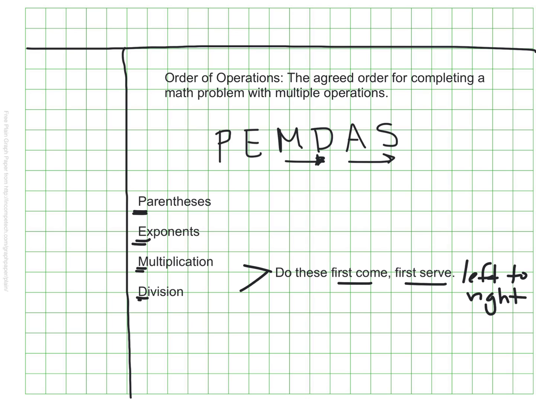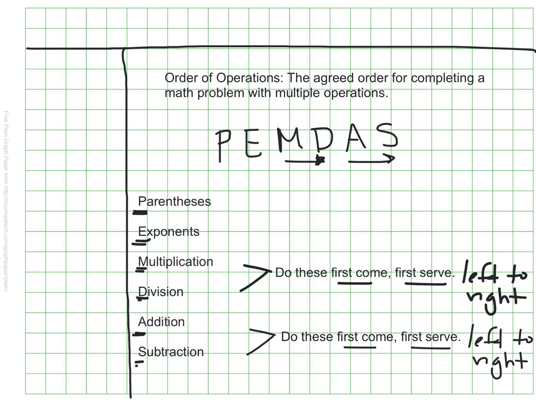You can probably guess then what our A and our S stand for. These, of course, represent addition and subtraction. And addition and subtraction have that same arrow underneath. We also do these first come, first serve, or left to right. So if we see adding and subtracting in the same problem, we'll do whichever one we see first. All of these letters together form the acronym Pemdas.